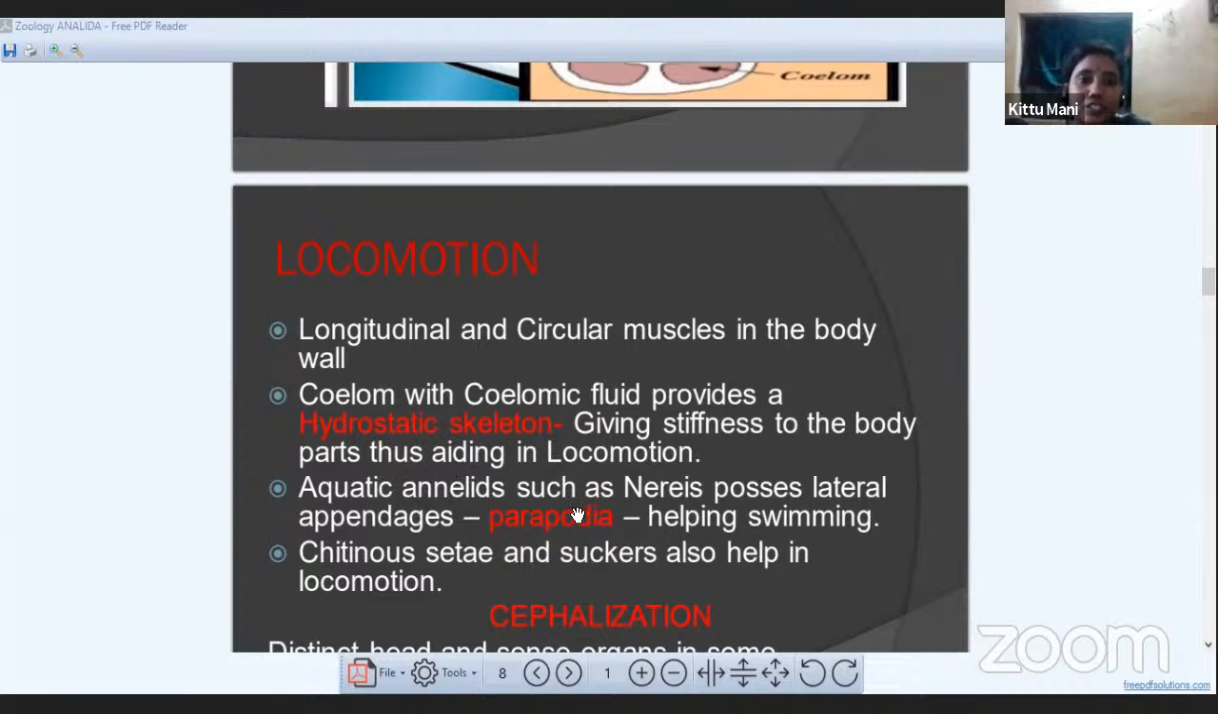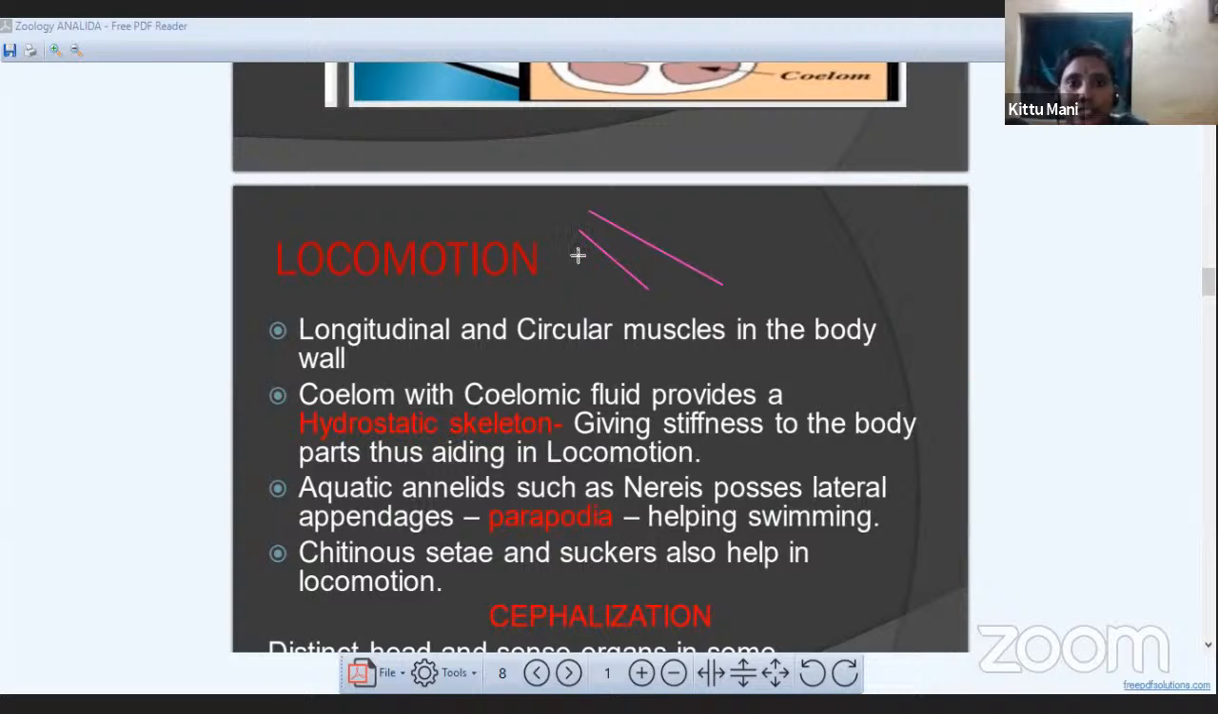Okay. The next, the aquatic annelids such as Nereis possess lateral appendages. This is also very, very important, students. The parapodia which are present in the annelids. Which type of annelids? The polychaetes, meaning Nereis-like structure. For example, this organism is Nereis.